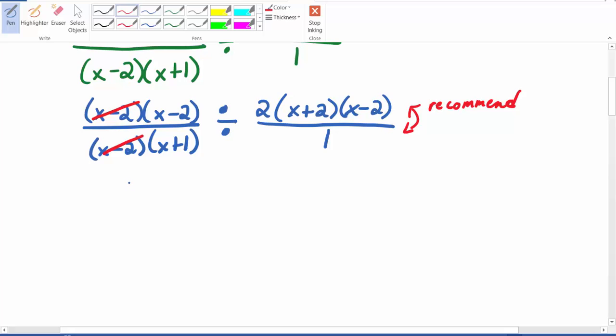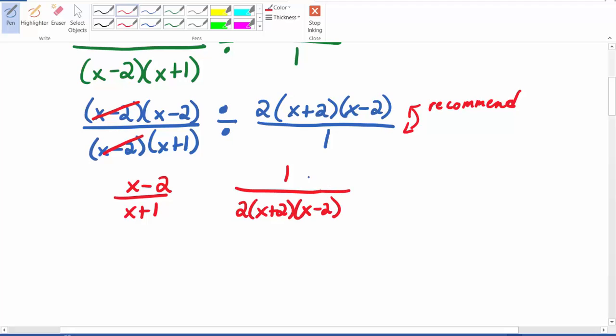Right here we would have x minus 2 over that x plus 1. And again, we're going to flip the second piece. We have 1 on top, the 2 times the x plus 2 times x minus 2 on the bottom. And instead of a division symbol, we're going to change that to multiplication.